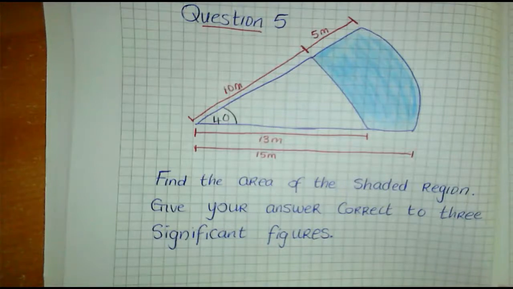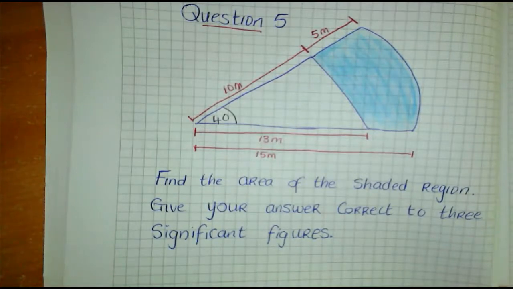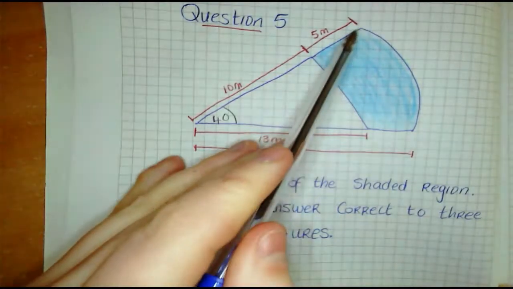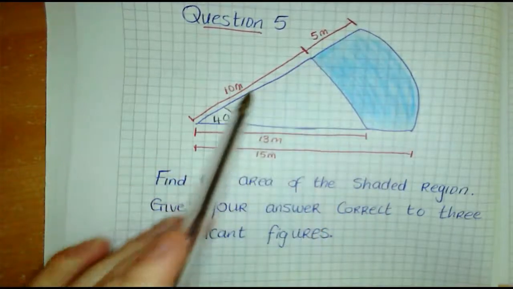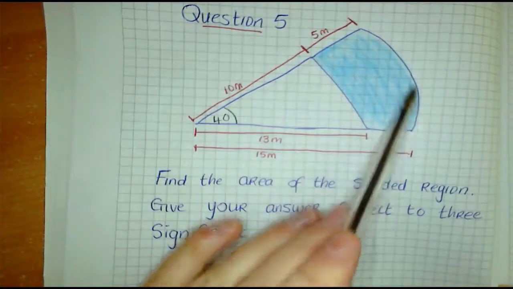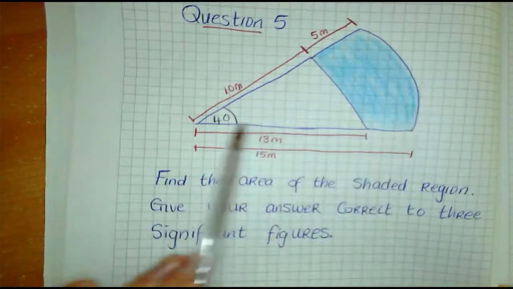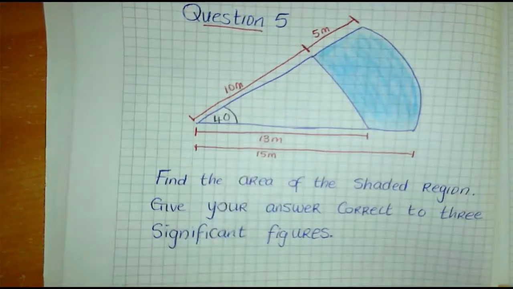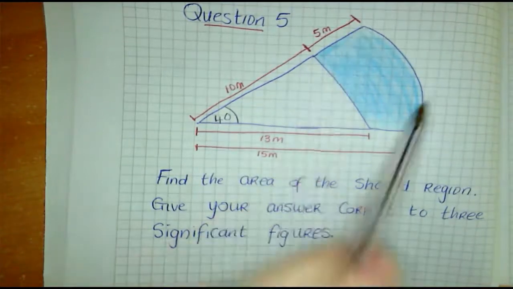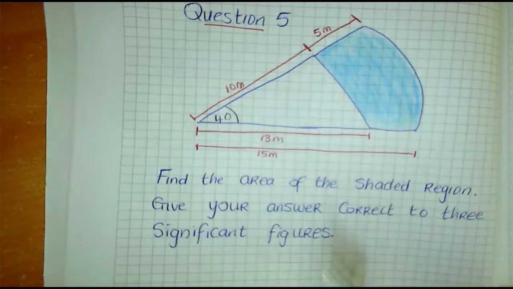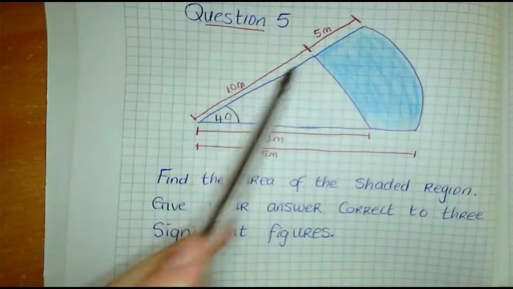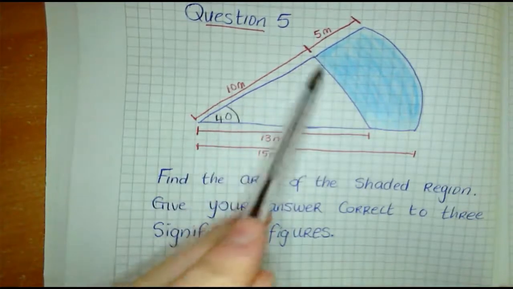Okay, lads, what I'm seeing there is I'm actually seeing 2 shapes. I hope you can all see that. I'm seeing an arc that we've been working on, so this full arc here. We know what the radius is, we know what the angle is, so we can definitely find the area of that full arc. And the other shape I'm seeing is this triangle here.